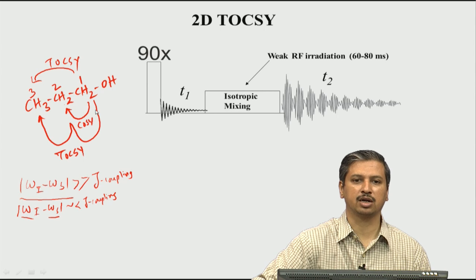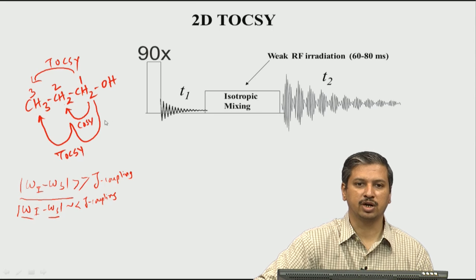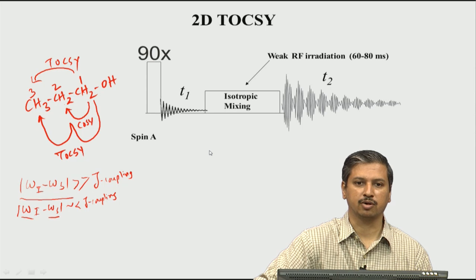So, this is the basic idea of a TOCSY, and the advantage here is that you get interaction between all the hydrogens which are coupled to each other. Okay. So, we will look at that now. Let us see mathematically what happens.